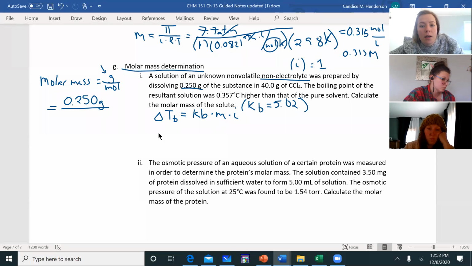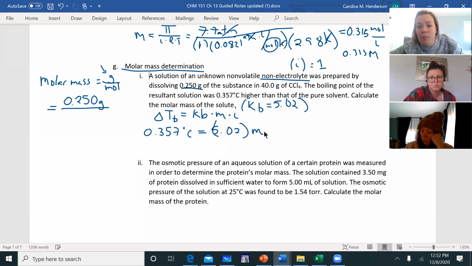So we know our change in temperature right here, 0.357, and this is in degrees Celsius. This is going to be equal to my KB value, which I am saying is 5.02. My little cursive m, molality, is unknown, and my van 't Hoff factor is, in this case, 1. I get 1 particle in a non-electrolyte.